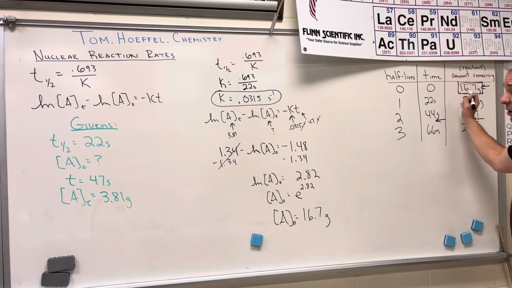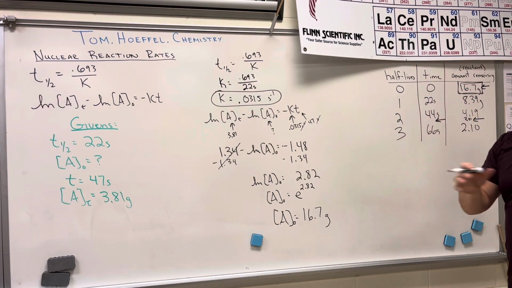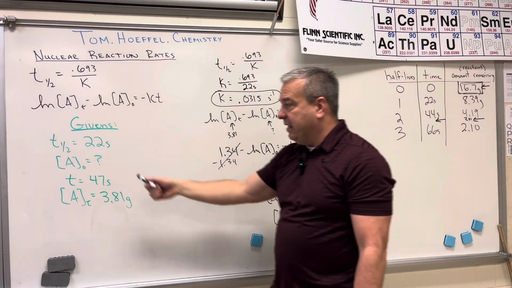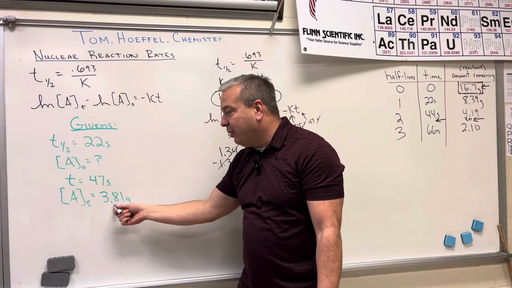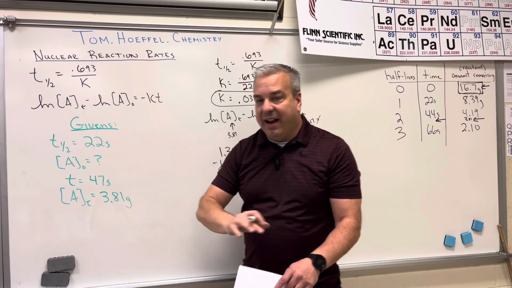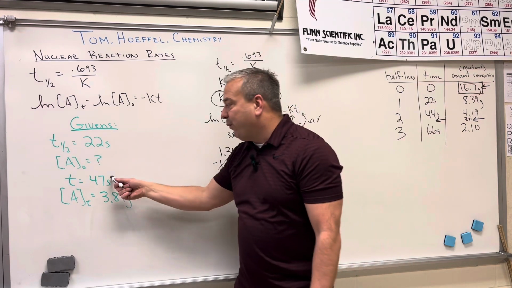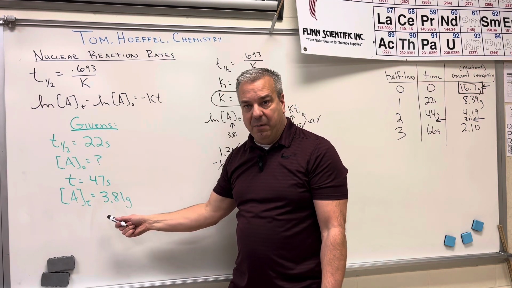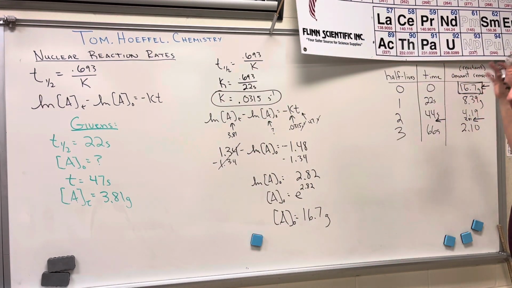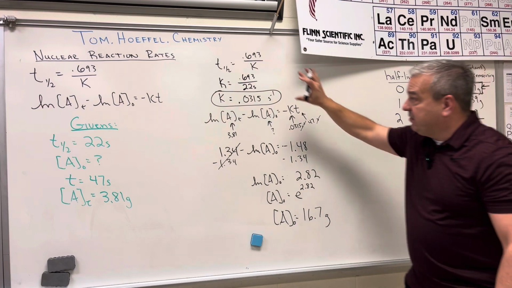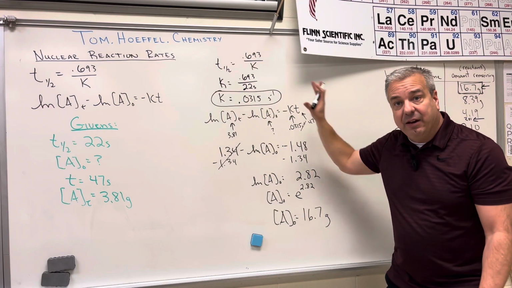I really encourage you to make these charts at the end, because I've seen students tell me that the initial amount is some type of crazy number. Sometimes they tell me it's lower than 3.81, and that makes no sense because after 47 seconds, there's 3.81. So always double check your answers by setting up this chart. Make sure your answer makes sense, because there's a lot of places where the math can go wrong.